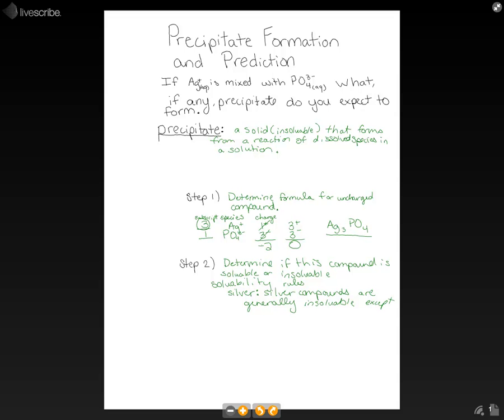except silver nitrate or this one. So, since we don't have either of these two compounds, we know it's insoluble. So therefore, we're going to have Ag3PO4, silver phosphate, precipitate forms.